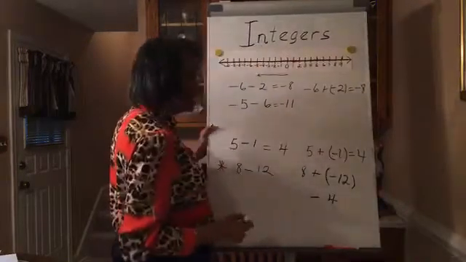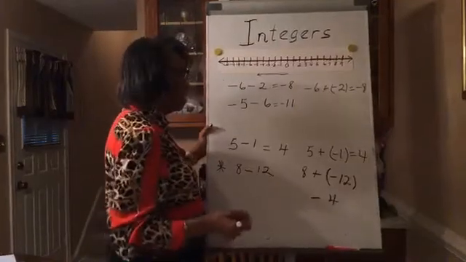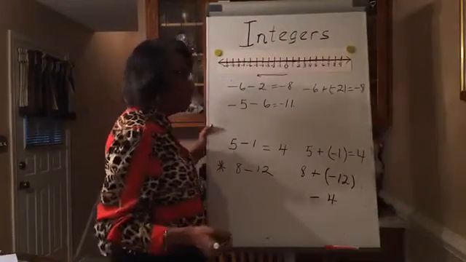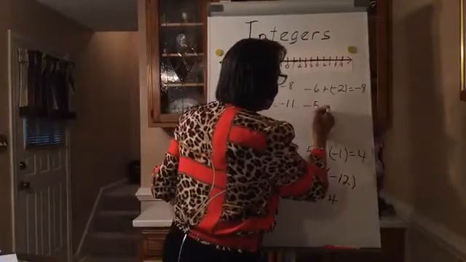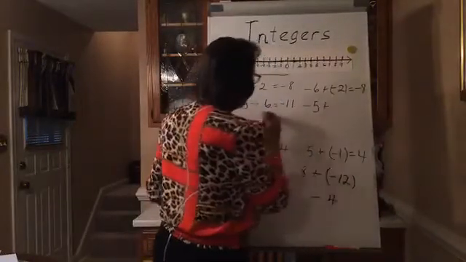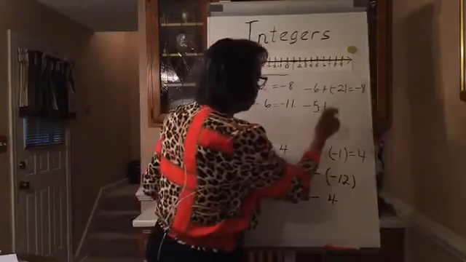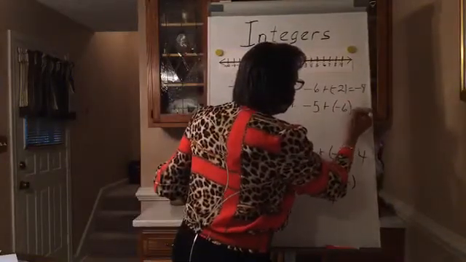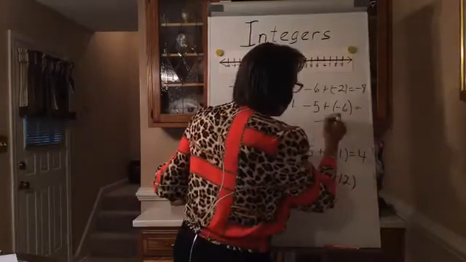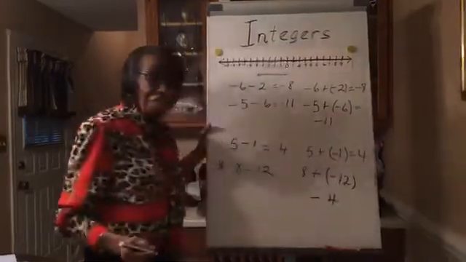All right, so now how could we do it without the number line? Because we're certainly not going to carry the number line around. So we have negative 5 plus the opposite of positive 6, which is negative 6, and we're adding two negatives. And of course the answer is negative 11. How easy is that?